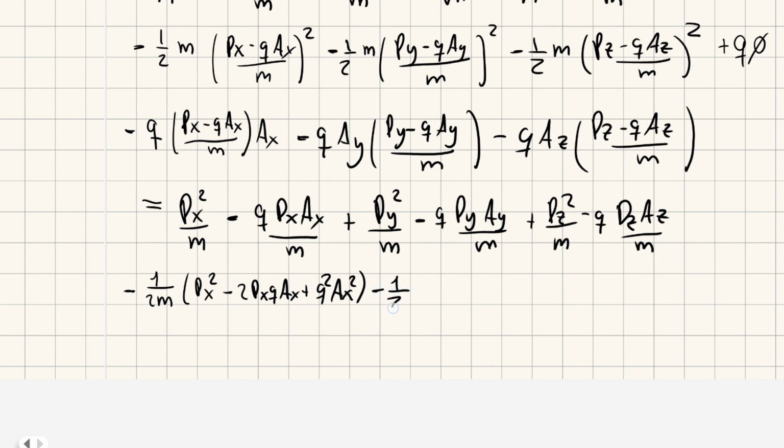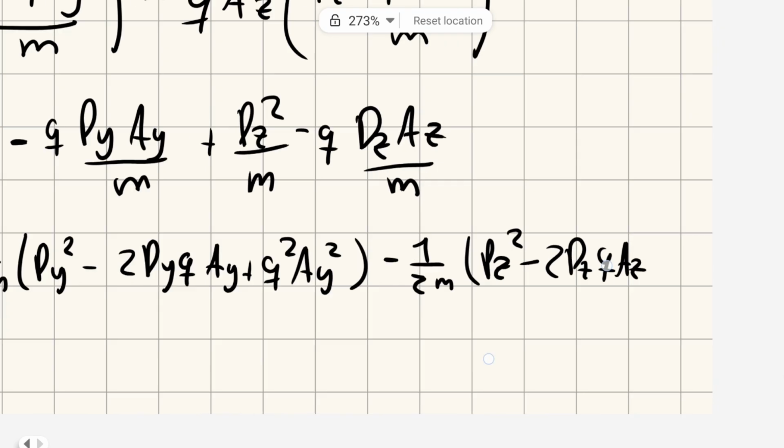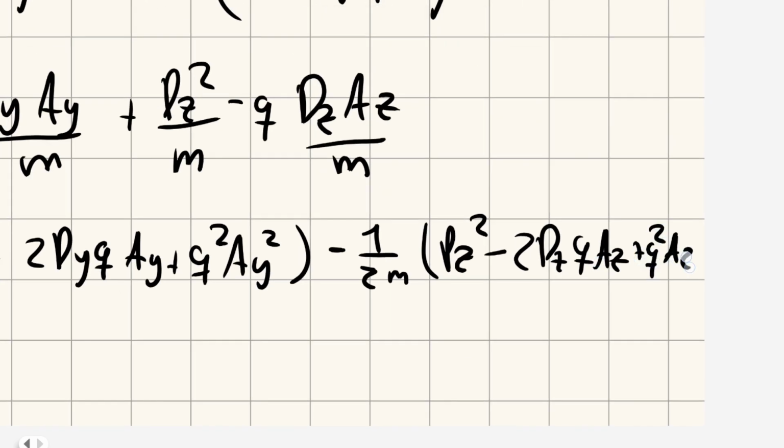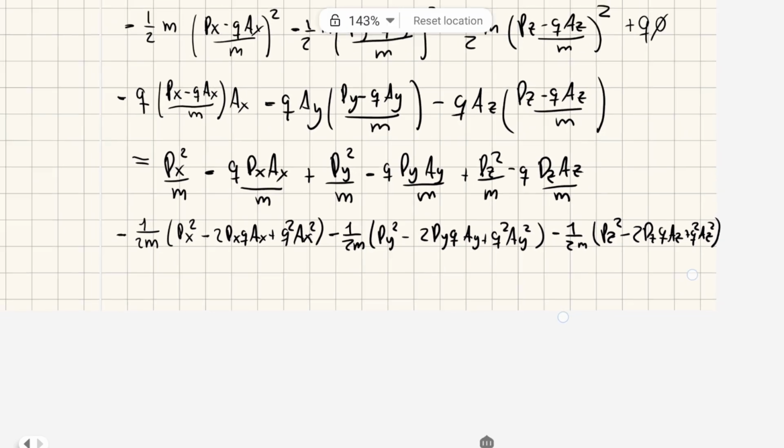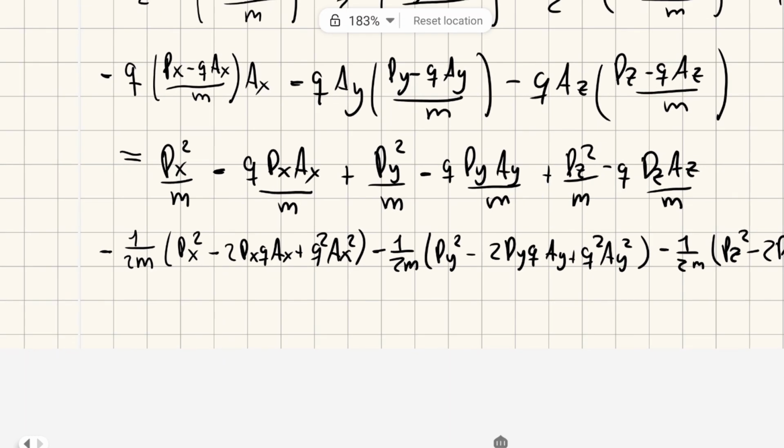So it would be minus 1 divided by 2m py squared minus 2 py q ay plus q squared ay squared, and then minus 1 divided by 2m pz squared minus 2 pz q az plus q squared az squared. Okay, and then for these three elements, we are going to make the multiplication to see what we are going to get.